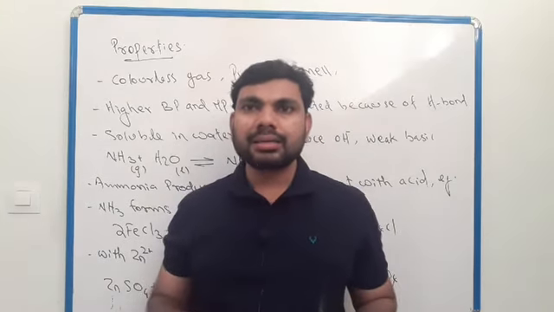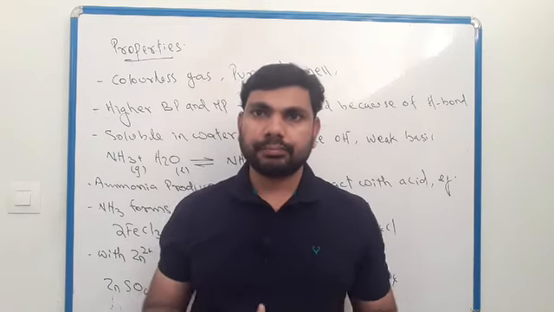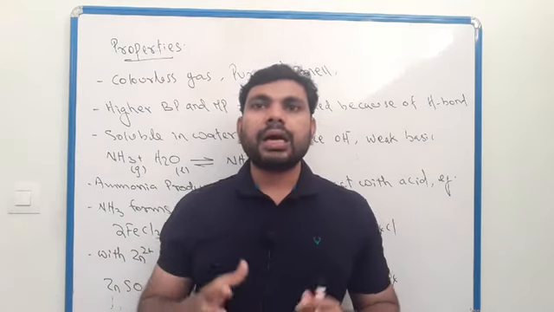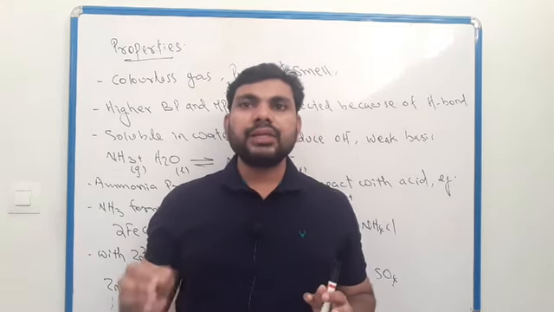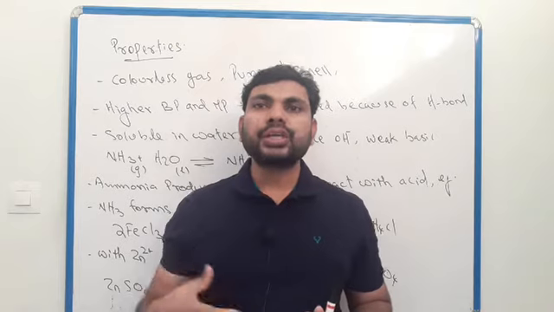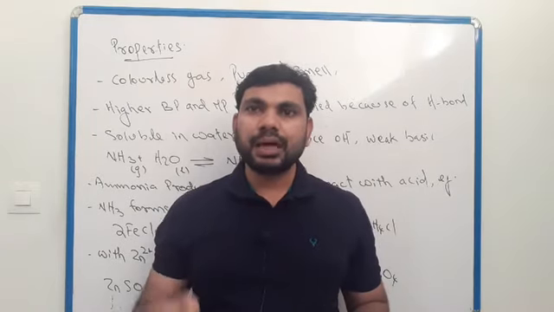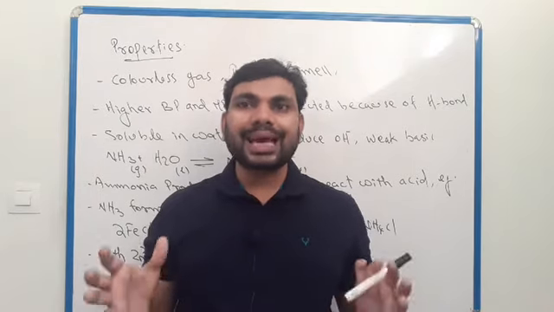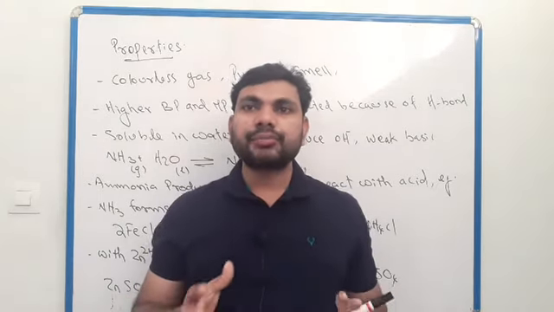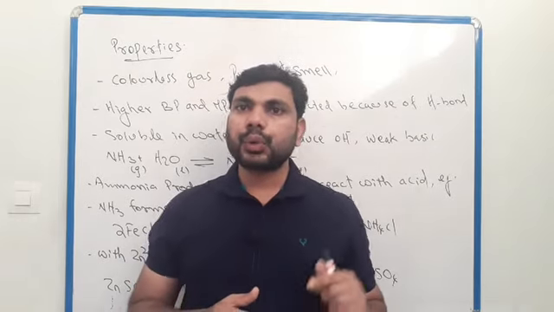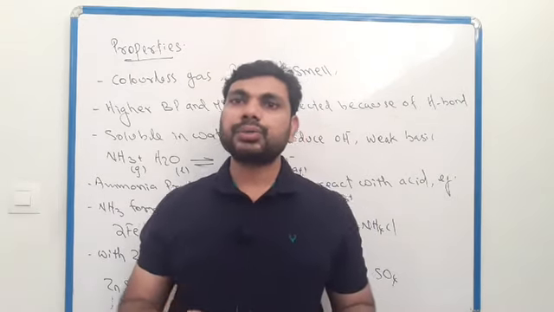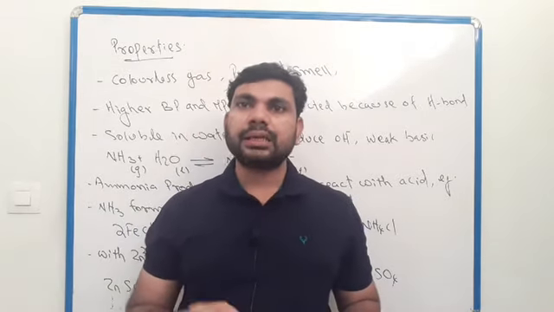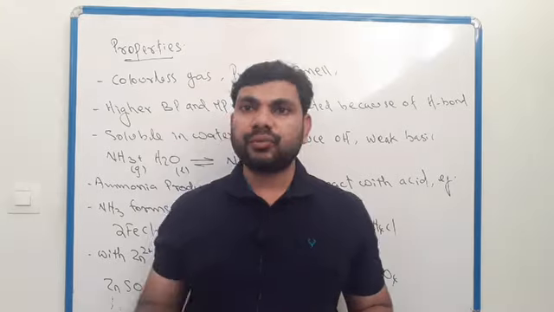Ammonia is a colorless gas with a pungent smell. Ammonia will dissolve in the water and it produces OH- ions. That means ammonia acts as a weak base. Ammonia reacts with acid, and it produces different types of salt. Ammonia reacted with hydrochloric acid produces ammonium chloride. Ammonia reacted with sulfuric acid produces ammonium sulfate.